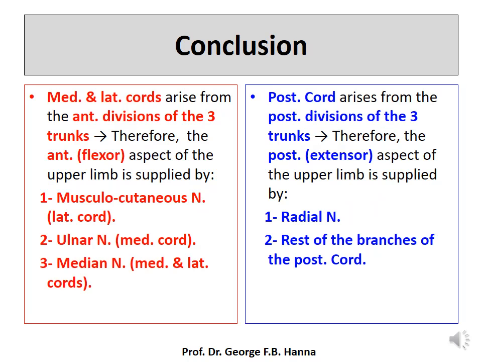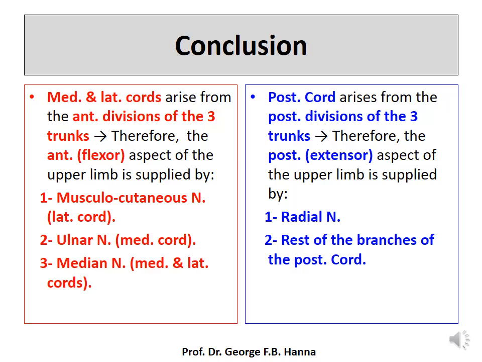Now, conclusion. Let us see the left side of the screen. Since the medial and lateral cords arise from the anterior divisions of the three trunks, therefore the anterior or flexor aspect of the upper limb is supplied by the three terminal branches of these two cords.